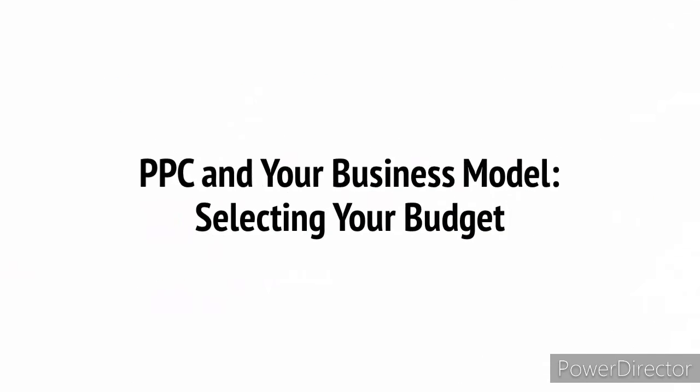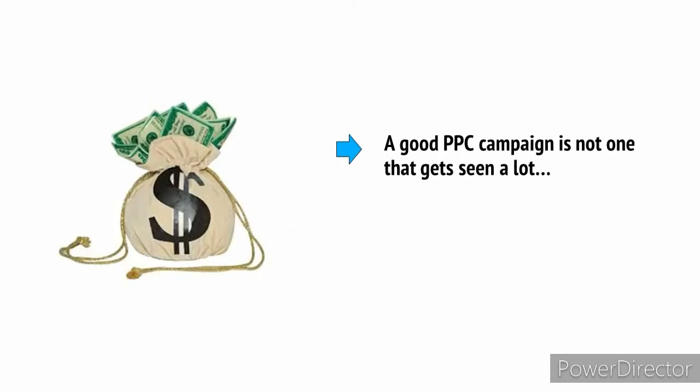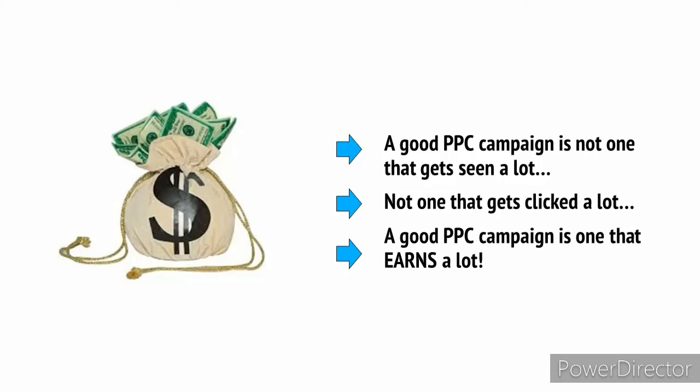What this essentially tells us is that the bottom line is by far the best way to gauge your success. A good PPC campaign is not one that gets seen a lot, nor one that gets clicked a lot. A good PPC campaign is one that earns a lot. This means it's impossible to separate your PPC strategy from your general business model, and it makes it very important to think about your budget, your costs, and your profit margins whenever you set up a campaign.